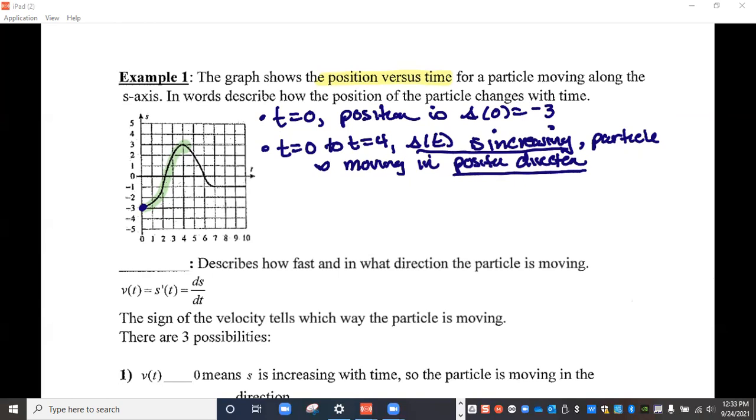Okay, so then notice what happens from t is equal to 4 to t is equal to 7. From t is equal to 4 to 7, notice my position graph is decreasing. My S of t is decreasing. So I'm going to take a wild guess what's going to happen with the particle then? It's going to move in the negative direction.